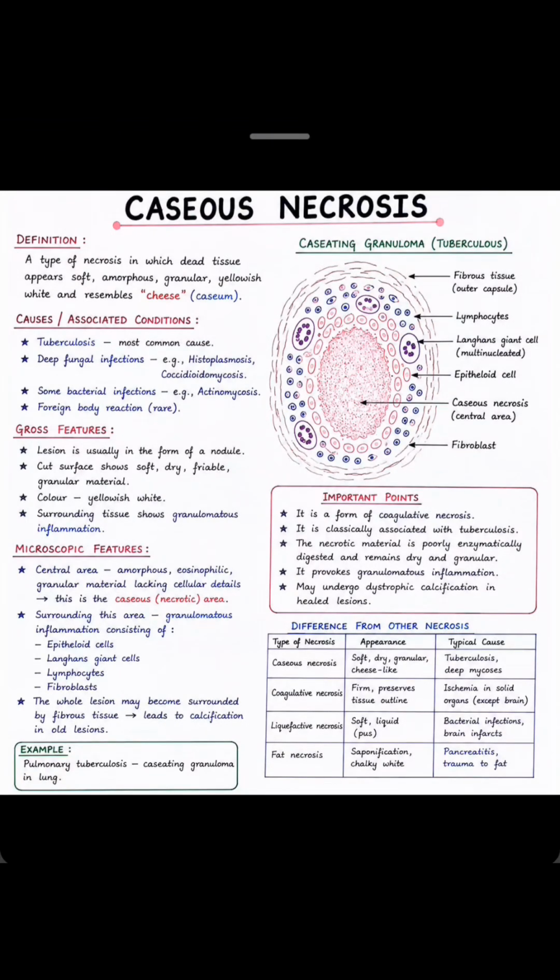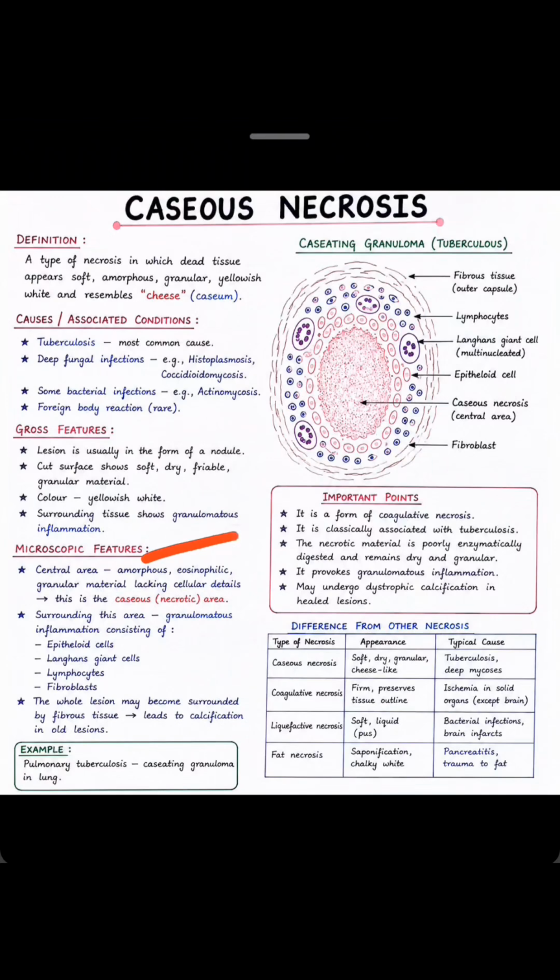Gross and microscopic features. Grossly, the lesion forms a nodule. When you cut it open, the surface reveals soft, dry, friable, crumbly, granular, yellowish white material surrounded by a ring of granulomatous inflammation. Microscopically, it splits into two zones.